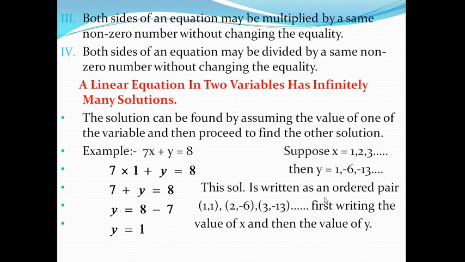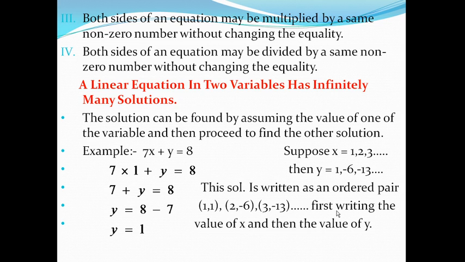Now this solution is written as an ordered pair. I have told you about ordered pairs in my previous session also. It is in the form of a bracket with a comma, (a, b), where a represents the x coordinate and b represents the y coordinate. Here we have taken the value of x as 1, and the value of y is 1. So the ordered pair is (1, 1). Similarly, when we substitute x as 2, first x is written and afterwards y, so (2, minus 6).